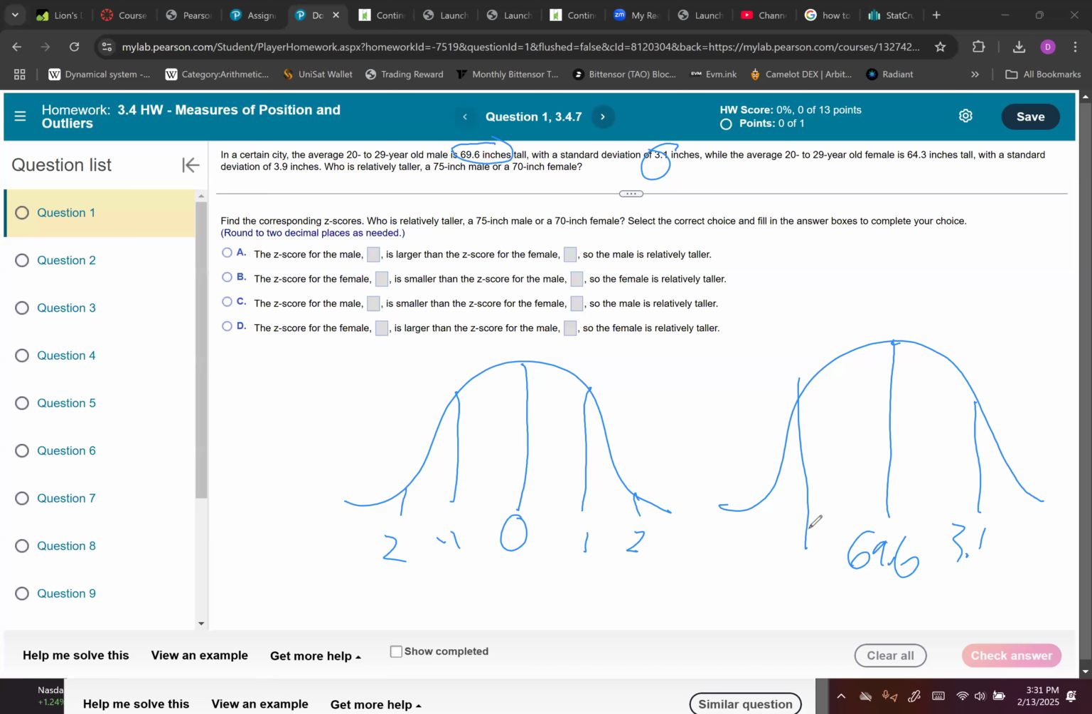Okay, so you just add or subtract 3.1, so this would be 66.5. Sorry, let me redo that. Adding 3.1 to 69.6 would give 72.7.